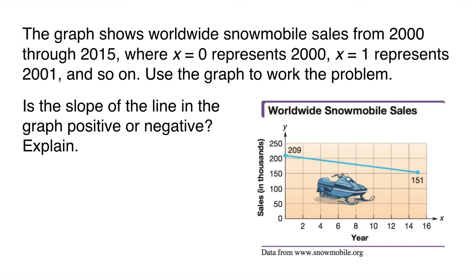Is the slope of the line in the graph positive or negative? Explain. From the point (0, 209) to the point (15, 151), the line is decreasing. As x, or the years, increases, the sales in thousands decreases. This means that the slope is negative.